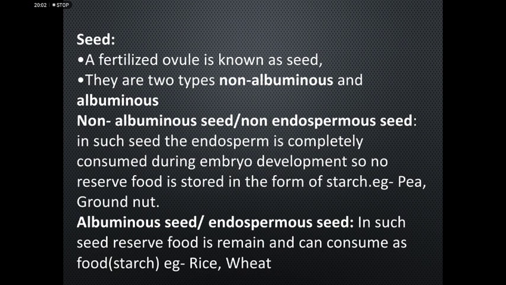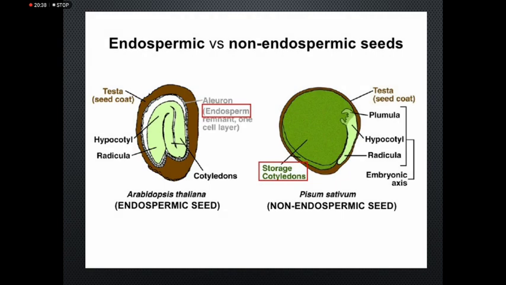In non-albuminous seeds, the endosperm is completely consumed during embryo development, as we discussed earlier. And in endospermous seeds, a portion of endosperm is conserved for future use. Albuminous seed examples are rice and wheat, and non-albuminous seed examples are pea, groundnut, etc. Endospermic versus non-endospermic seeds we discussed earlier.